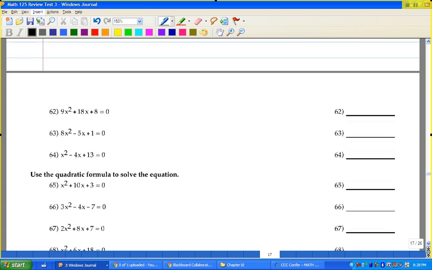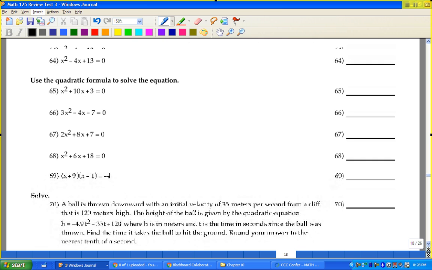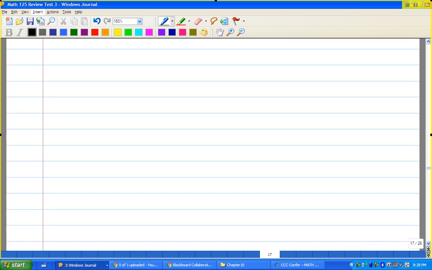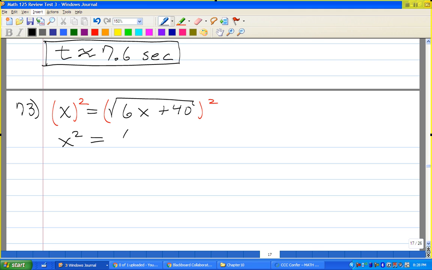Oh, it doesn't say anything. It just says x equals radical 6x plus 40. So what I'll do is I'll solve this for x. So x equals radical 6x plus 40. So let me square both sides of my equation. So I get x squared equals 6x plus 40, since the square gets rid of the square root.